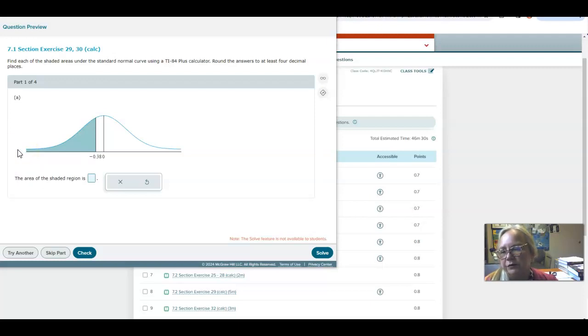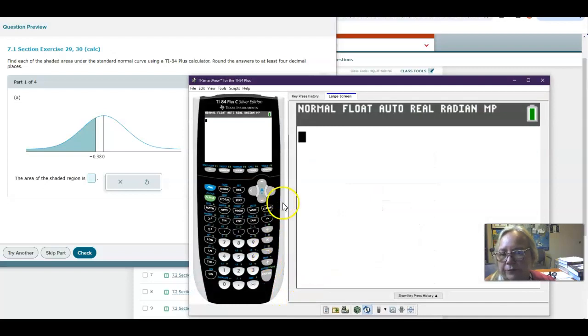On the very left, along the x-axis, which is here, we have negative infinity. On the very right is negative 0.380. Instead of using the table, we will use the TI-84 calculator. It gives a much better and faster result. So where do we find the right command?